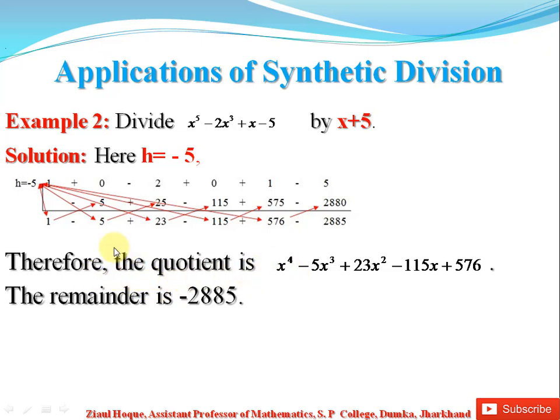Therefore the quotient is x to the power 4 minus 5x cube plus 23x square minus 115x plus 576, and the remainder is minus 2885.